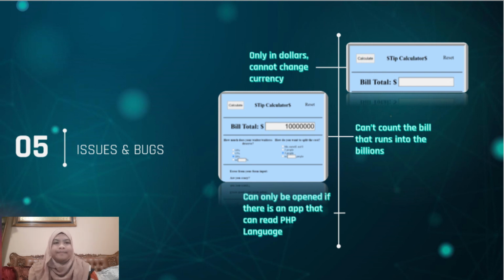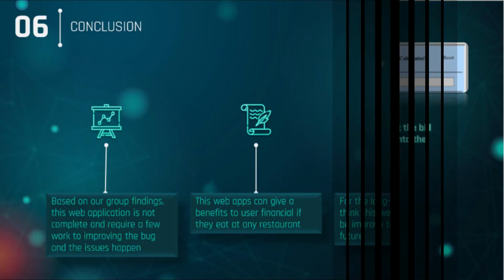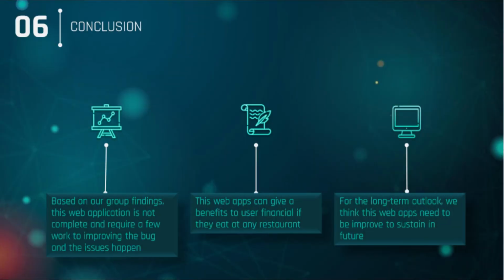Thank you. The conclusion for our web app is: first, based on our group findings, this web application is not complete and requires some work to improve the bugs and issues that happen. Second, this web app can give a financial benefit to users if they eat at any restaurant. The last one, for the long-term outlook, we think this web app needs to be improved to sustain in the future.